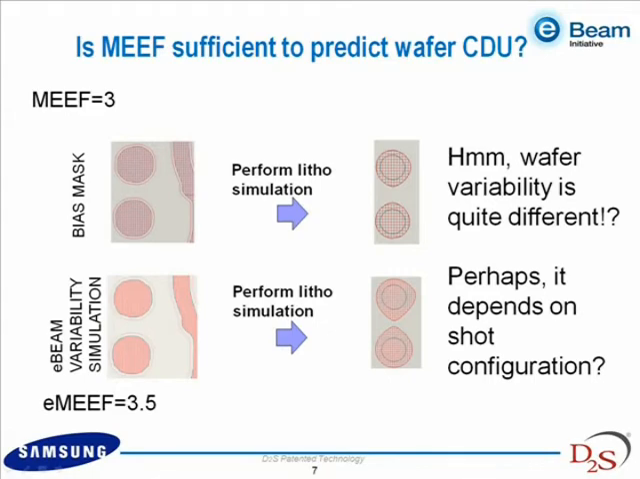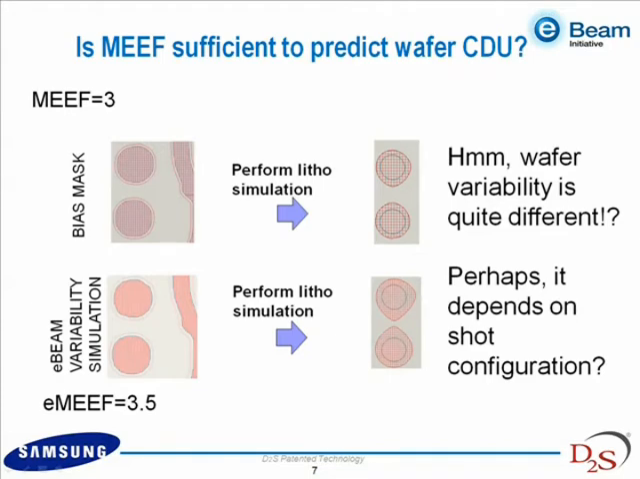Mind you, in this process we will use normalized eBeam dose variation, meaning that we will apply such eBeam dose variation that would be equivalent to mask bias for large features. So what we see is that wafer variability is quite different. In this particular case, for the biased mask, the response on wafer is much smaller than for the eBeam varied mask.